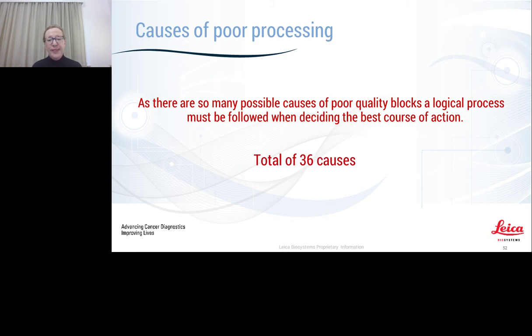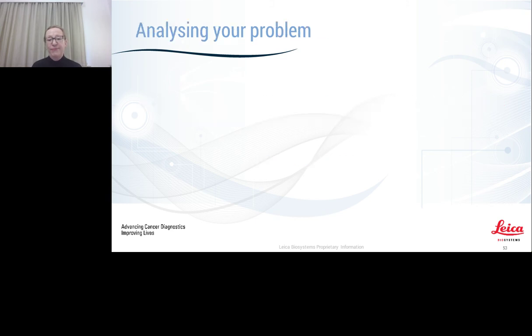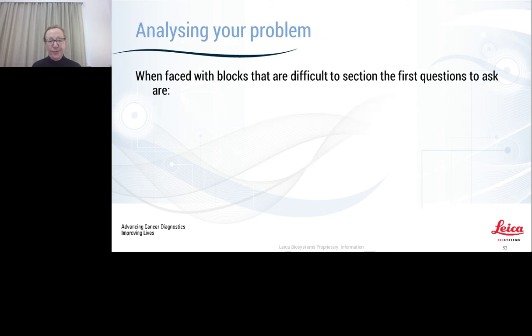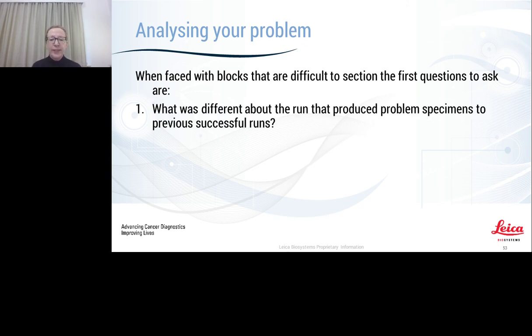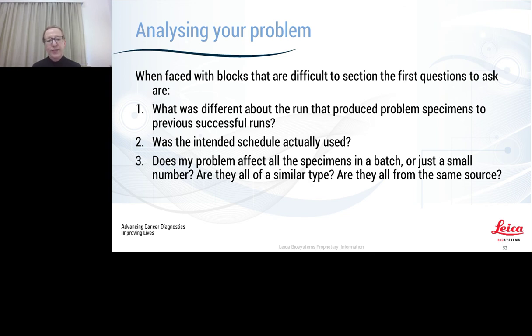So, as there are so many different possible causes, what do you do to analyse your problem? When faced with blocks that are difficult to section, the first question to ask is, what was different about that run that produced problem specimens compared to the previous successful runs? If you've been using the same protocol for the same types of tissues for a long time, then it's probably not the protocol.